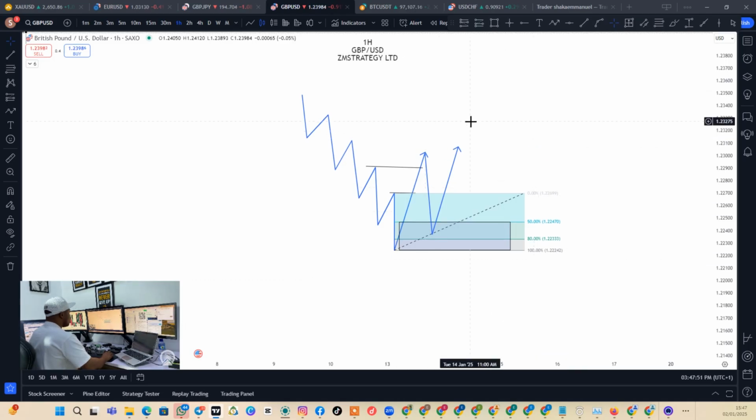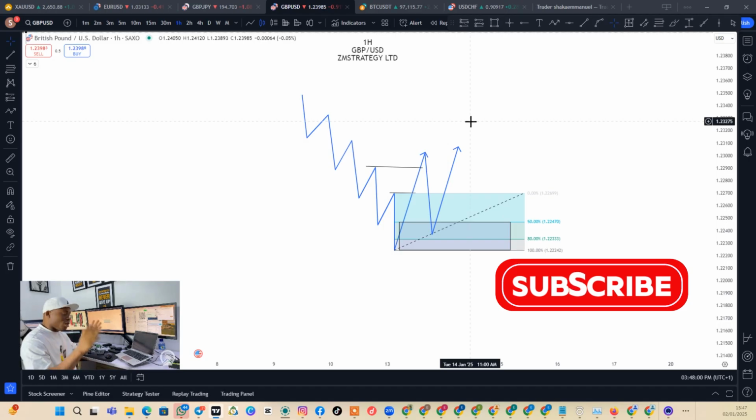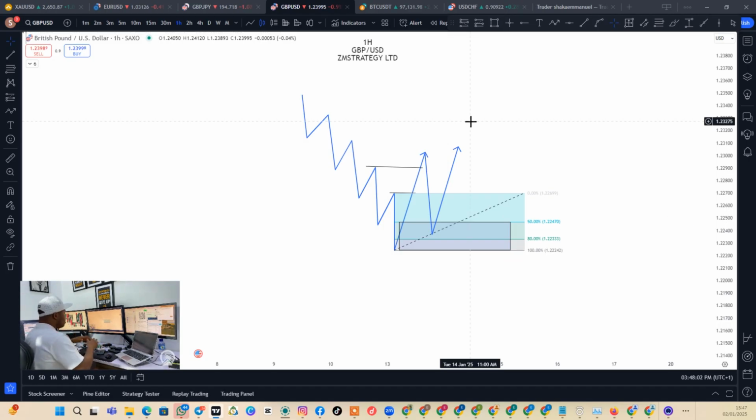So I'm going to explain to you guys structural liquidity and inducement liquidity. Let me start with the explanation of structural liquidity, so that you will understand the difference between structural liquidity and inducement liquidity, and where inducement liquidity comes into the whole concept.